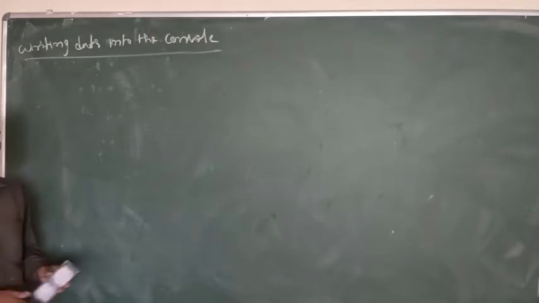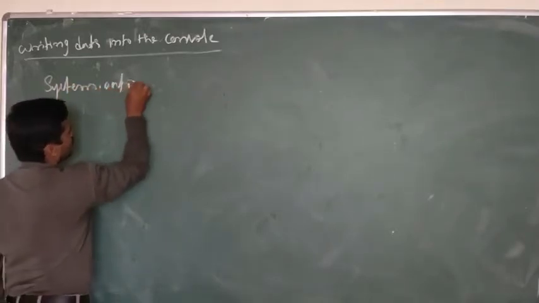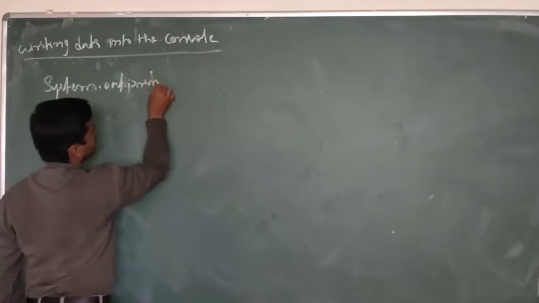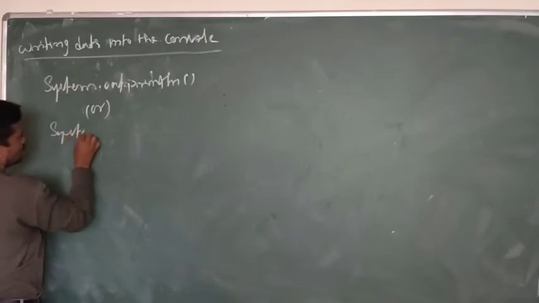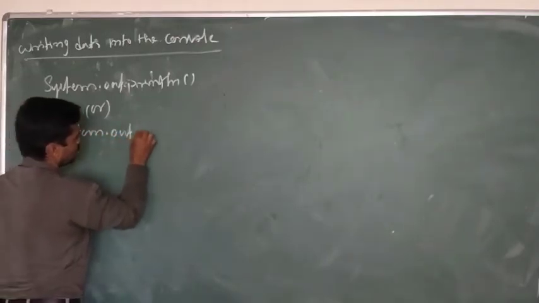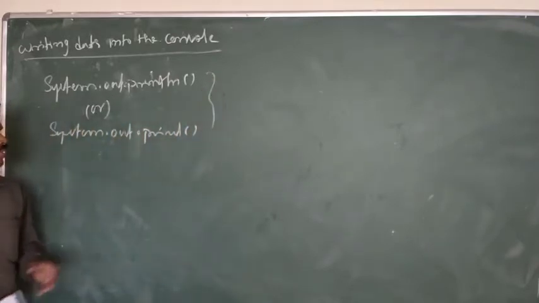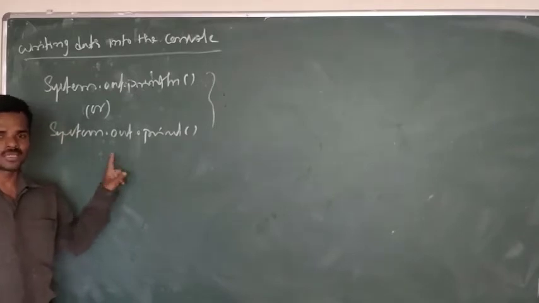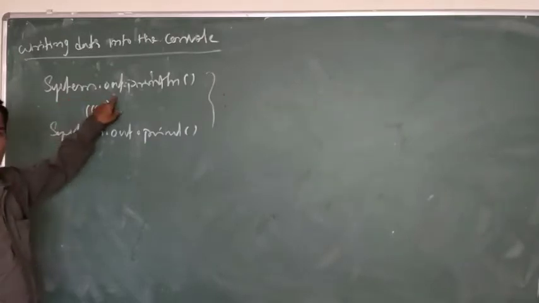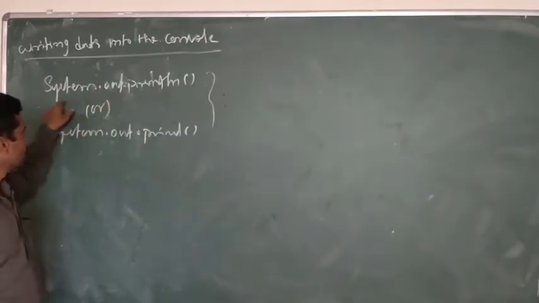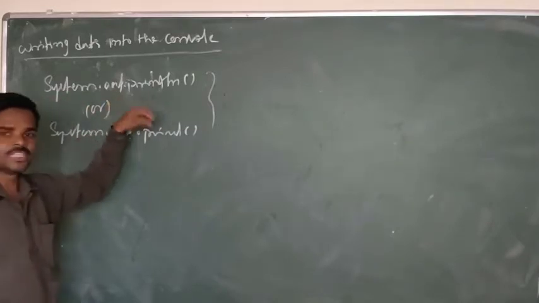Generally we use the System.out.println method, or we can use the System.out.print method. These are generally the two methods we use to display the output on the screen, or onto the console. You already know System is a class, out is an object, and println is a method. By linking all these three together, we display the output on the screen.